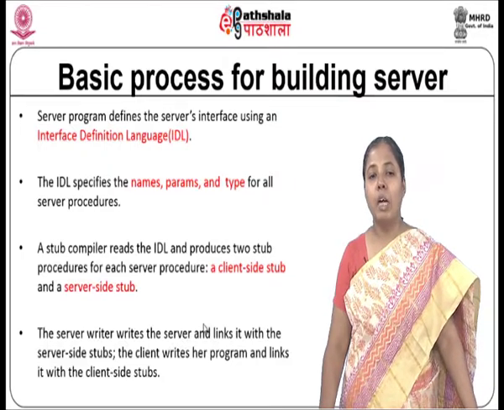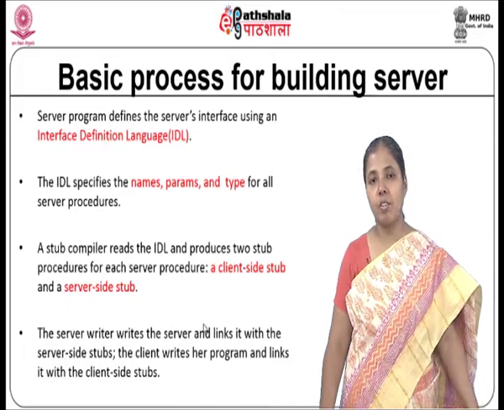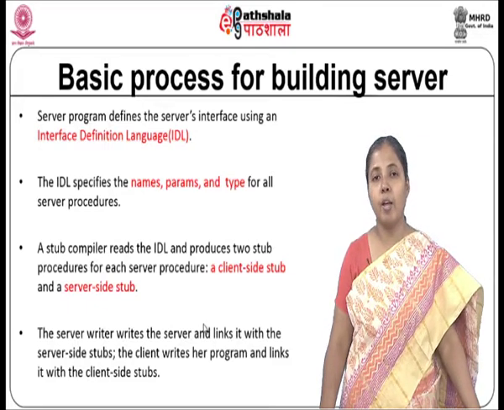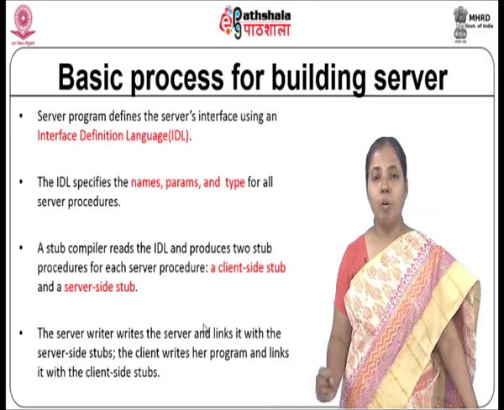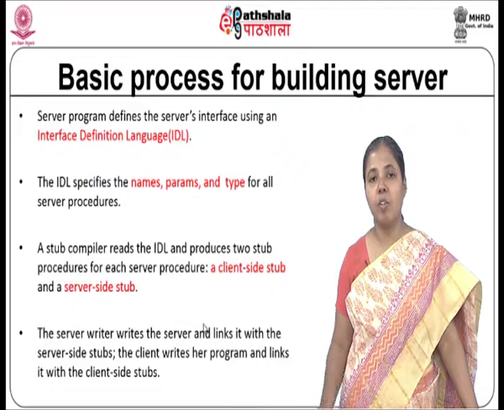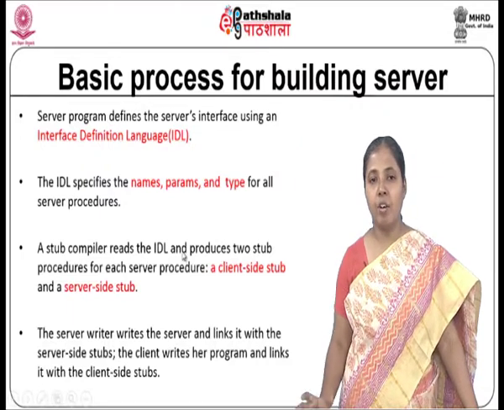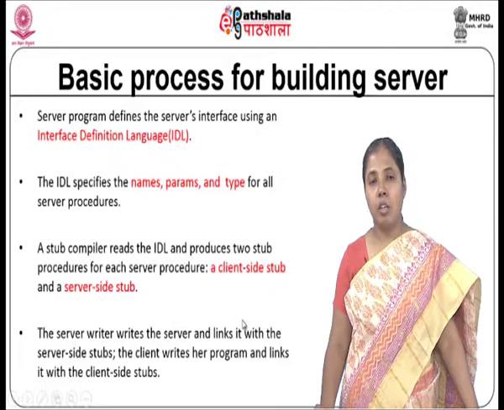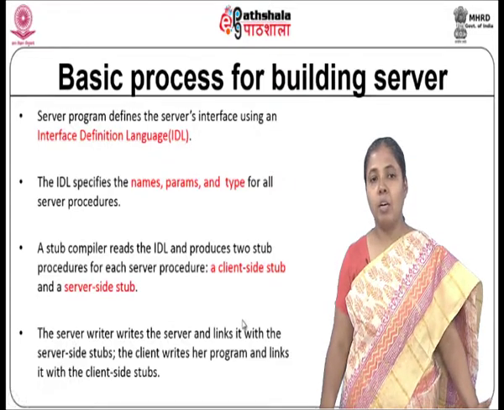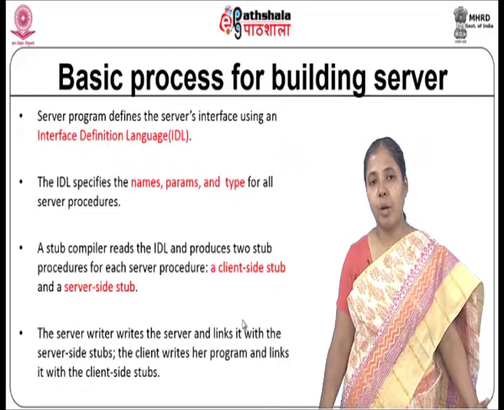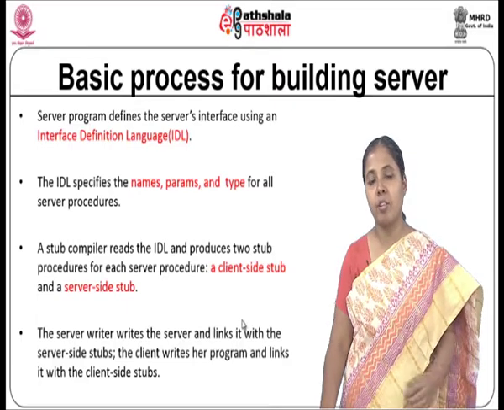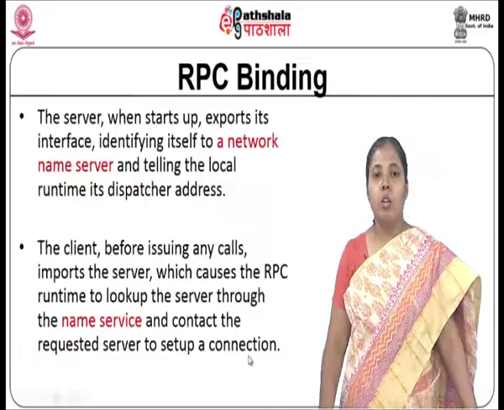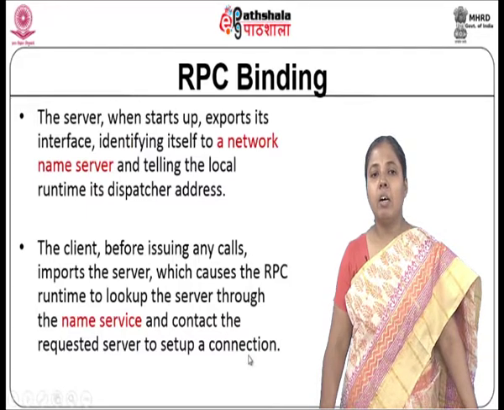The server would write a server program and link it with the server side stub, and the client would write a client program and link it with the client side stub. So, you have a basic server, some service that would be bound to the interface definition language, and a stub compiler would read the IDL, whatever service is bound to the IDL, and then produce two stubs that would be linked to the client side and the server side. Now, the binding is actually done on the server side.